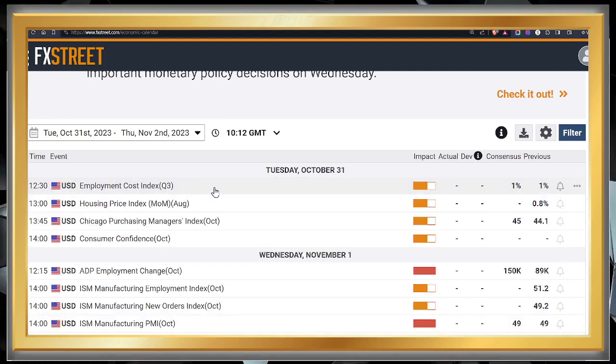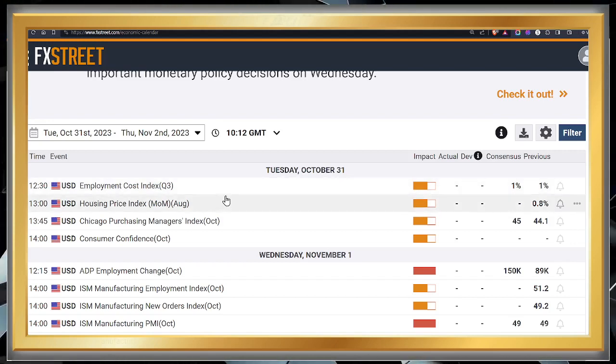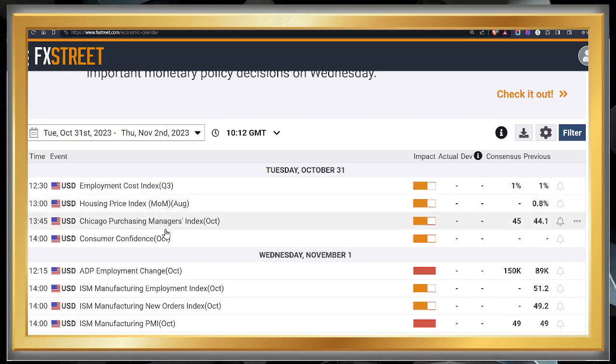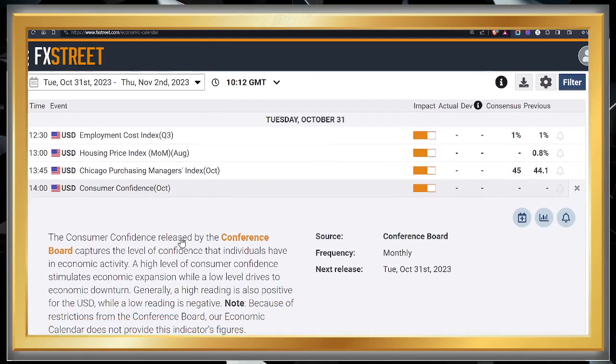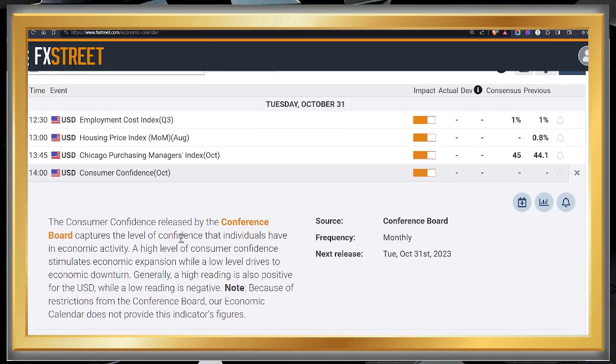Well, for the previous quarter, we had it at 1%, and we have consensus projecting another 1% for this quarter. So we look forward to see what the actual data will be on that one. Then we also have the housing price index and the Chicago Purchasing Managers Index and the Consumer Confidence Index, which is one of the important data that we look forward to today, as a high level of consumer confidence stimulates economic expansion, while a low level drives to economic downturn.